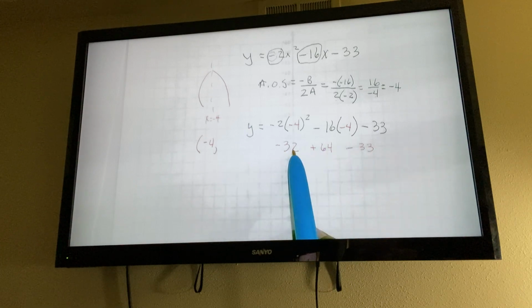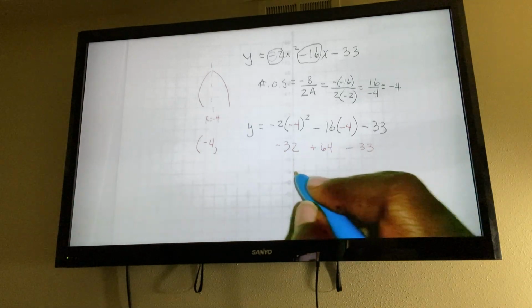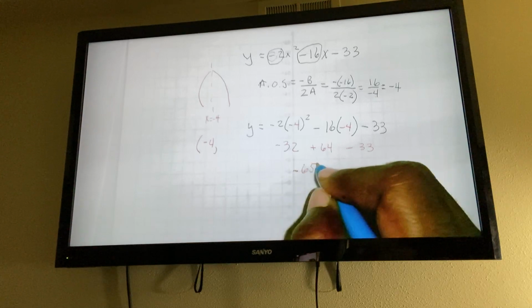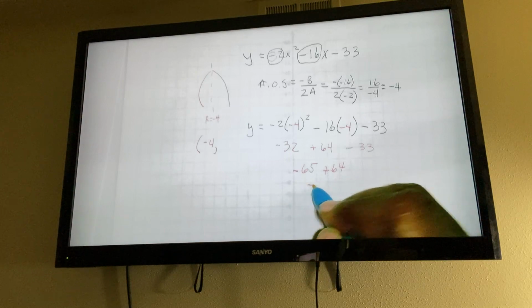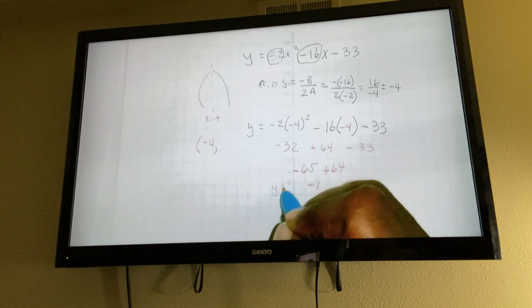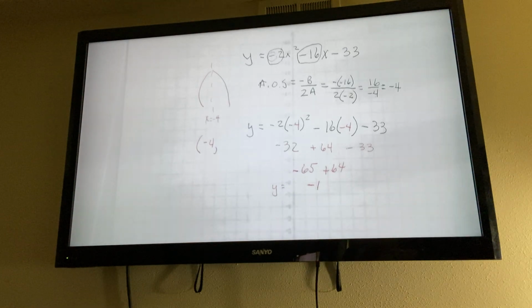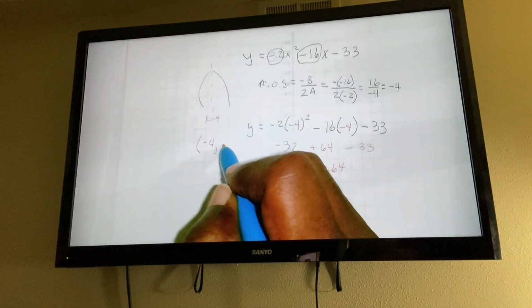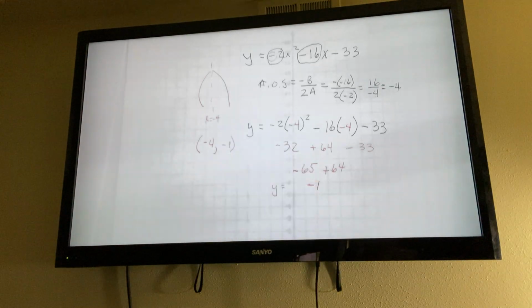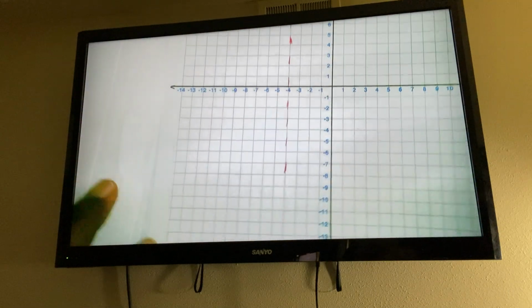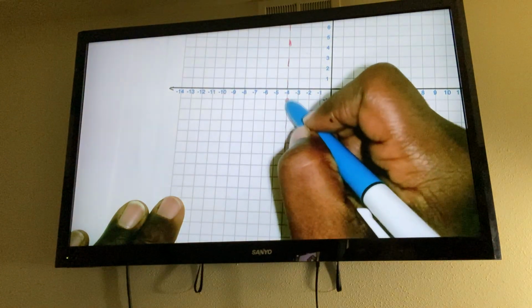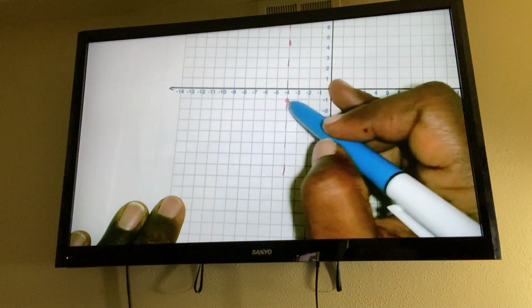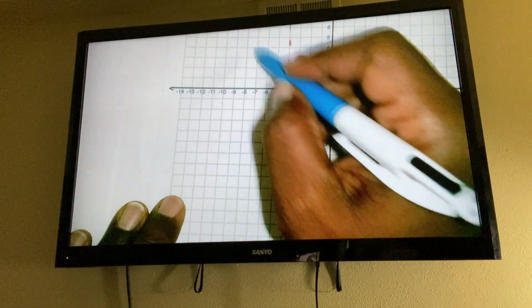-33 and -32 and -33 is -65 plus 64 will equal -1. So y equals -1. So our vertex is going to be -4, -1. So we flip over. Now we know our vertex is going to be right here. Okay, we know our graph will be going upward.